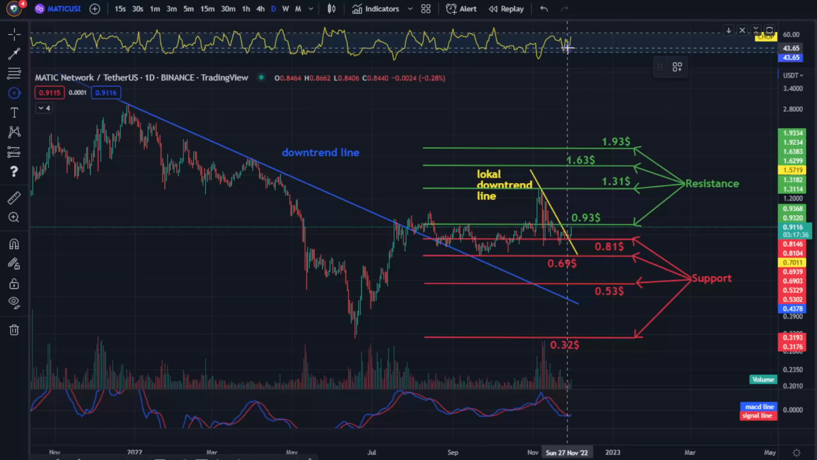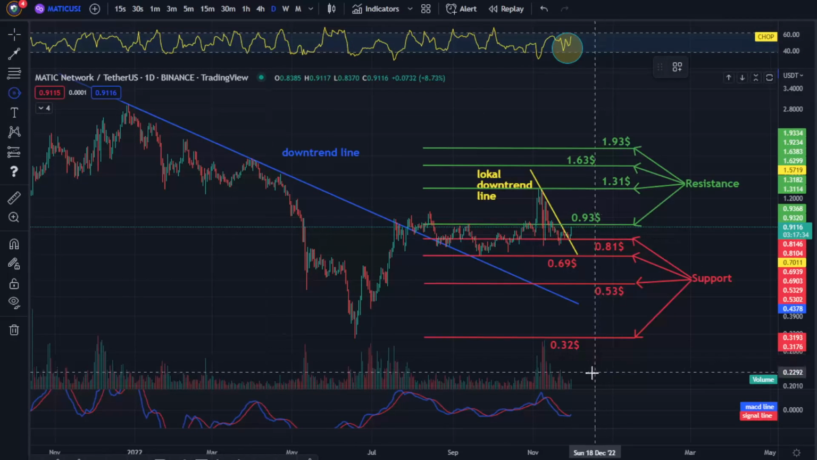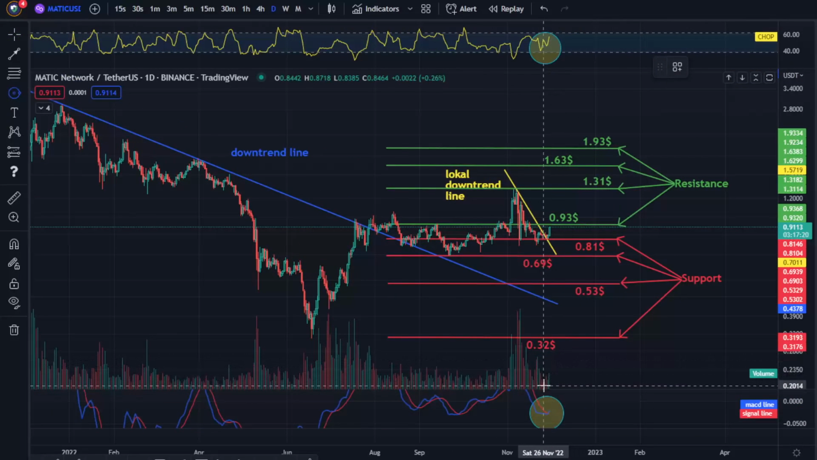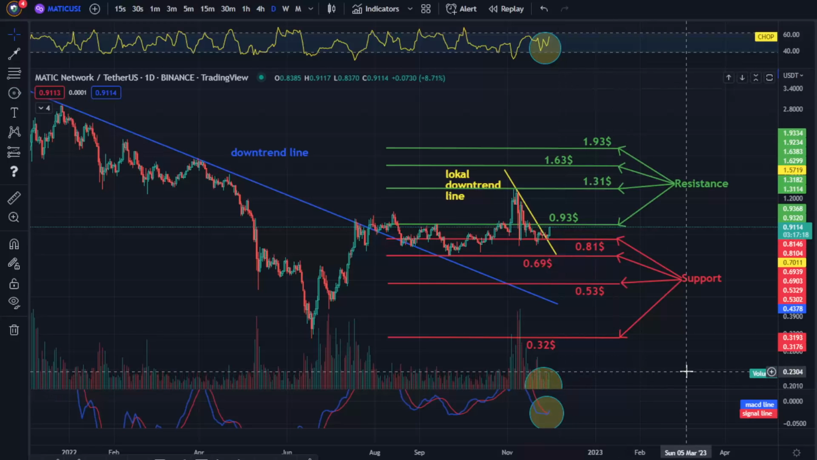Looking at the CHOP index, we see that the energy is gaining more and more strength. The MACD indicator indicates that we have entered an uptrend, while the volume is increasing, with buyers predominating.